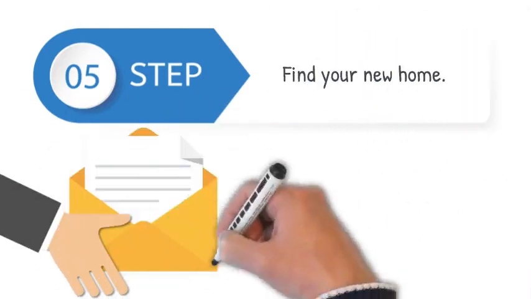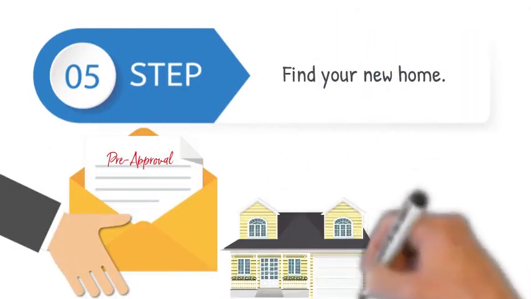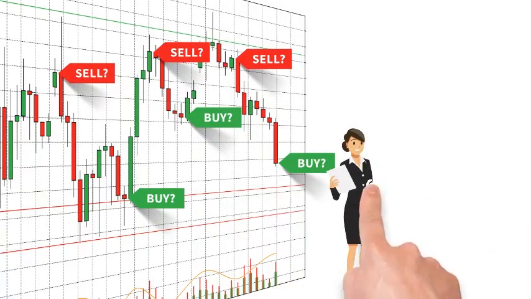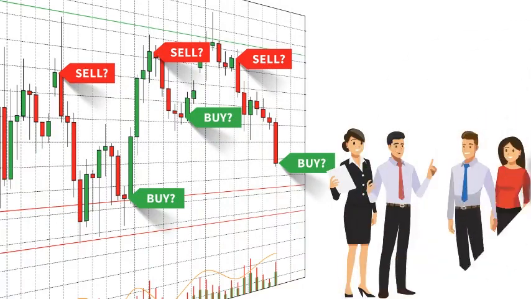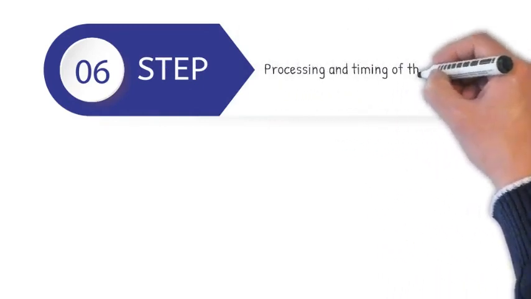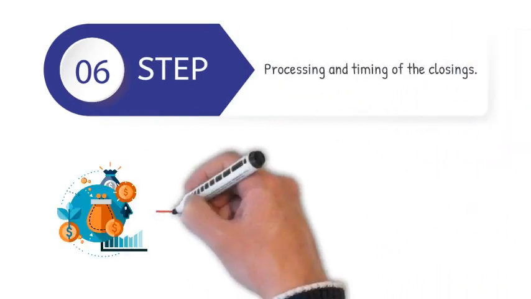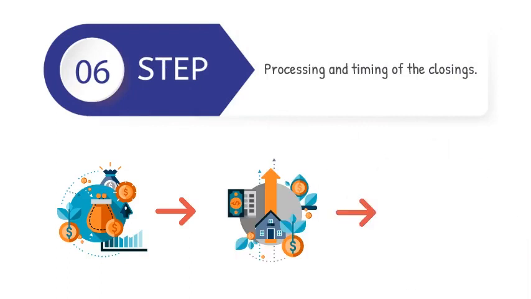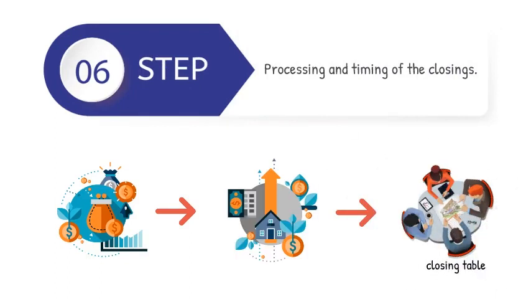Step five, find your new home. Having your pre-approval in hand becomes key in finding the new home. There are timelines to manage with selling and buying, so this is where the selection of your real estate agent and your loan officer becomes paramount. Step six, processing and timing of the closings. Usually there are funds from the sale of your existing home, which will be applied to the purchase of the new one. All of this is managed by the realtor and loan officer's choice of service providers and are usually done on the same day.